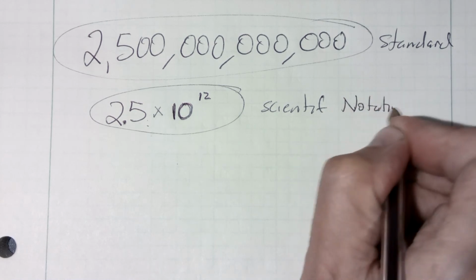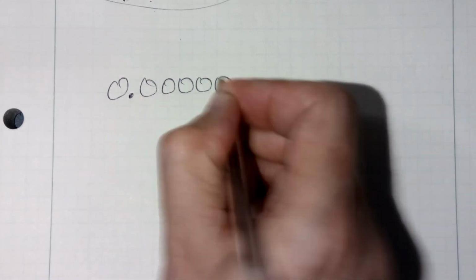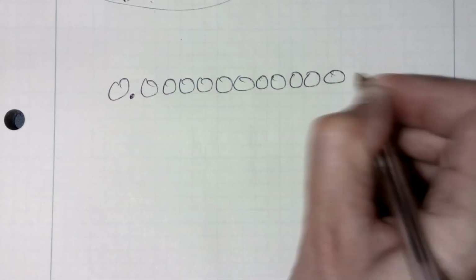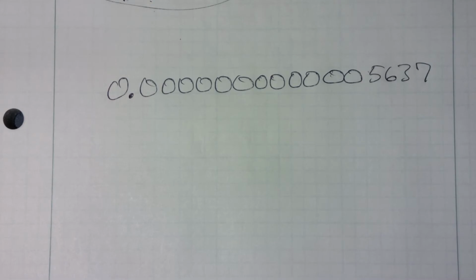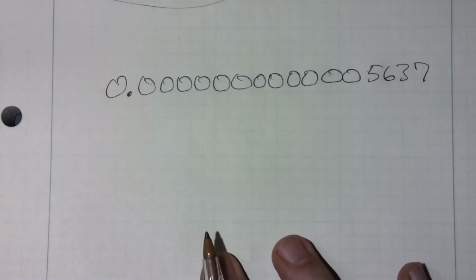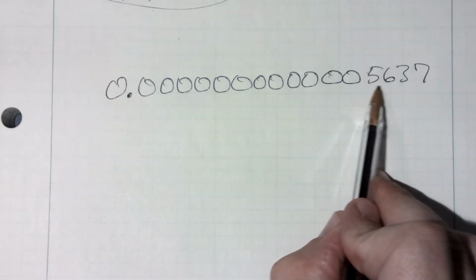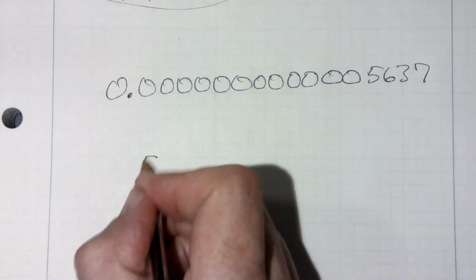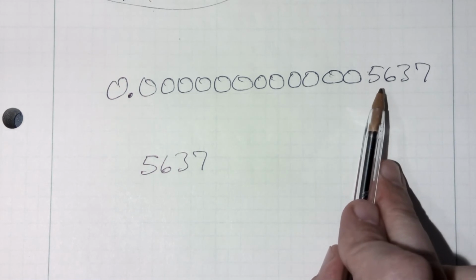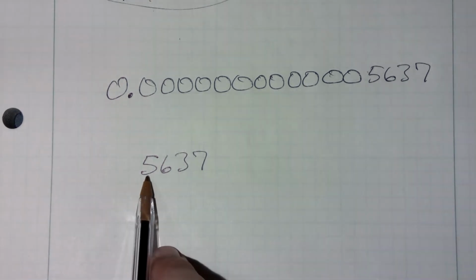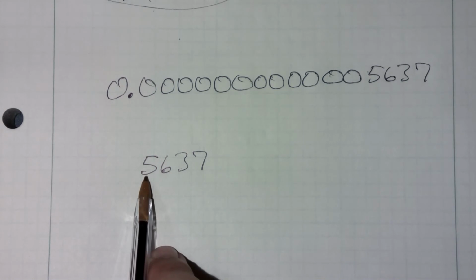Now that was a large number. Let's do a very small number. And what I mean by a small number is a lot of times when we talk about atoms and electrons and stuff, we have a number that's very, very close to 0. I don't even know how many zeros are in there. 5, 6, 3, 7. Okay, so what we would do now is we would take the non-zero numbers, 5, 6, 3, 7. I would put a decimal in between the non-zero integer furthest to the left and the one to the right of it.